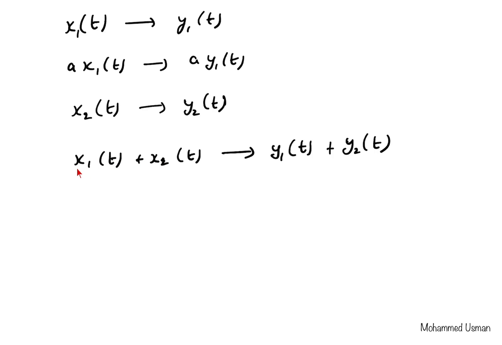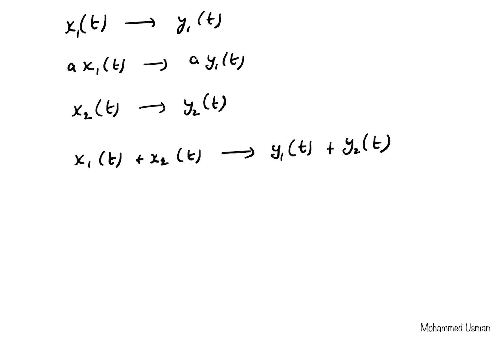Like this, we can add many signals. For example, if the input is x1 plus x2 plus x3 plus x4, then the corresponding output would be y1 of t plus y2 of t plus y3 of t plus y4 of t. Okay, so this property here is called the additive property, and this property here is called the scaling property. So if the input is scaled by a certain factor a, then the output is also scaled by the same factor a. So x1 of t gave y1 of t, a times x1 of t gives us a times y1 of t as the output. So if the inputs are added, then the corresponding outputs are also added. Okay, that is a system which satisfies these properties.